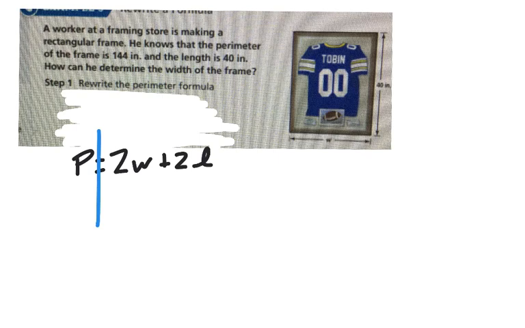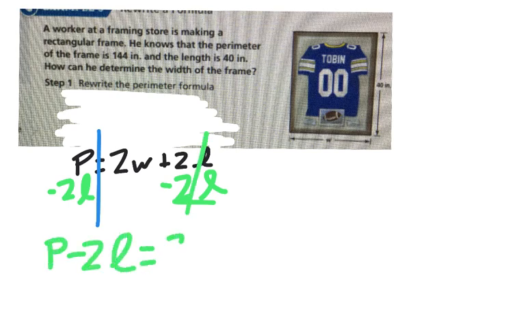Subtract. Think about it. We're trying to get width by itself. Width is being added by 2 lengths. So the way I can undo adding 2 lengths is to subtract 2 lengths. So I do that to the other side. So that cancels. Then I've got perimeter minus 2 times the length equals 2 times the width.